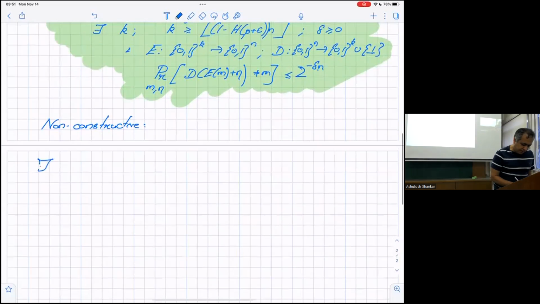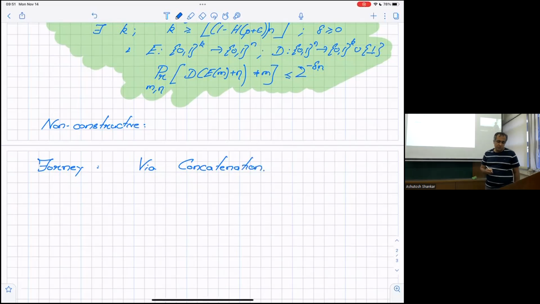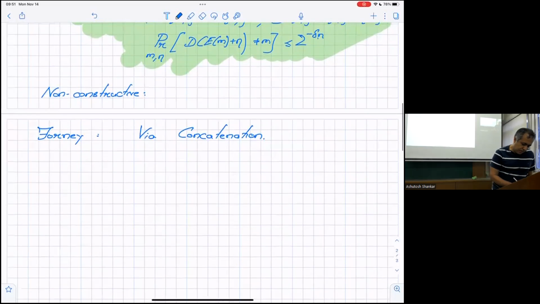So Forney, via concatenation, got a constructive version of Shannon's theorem.